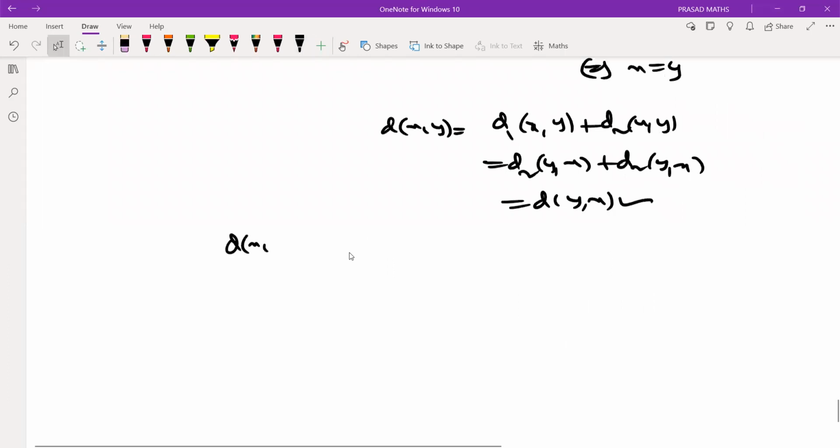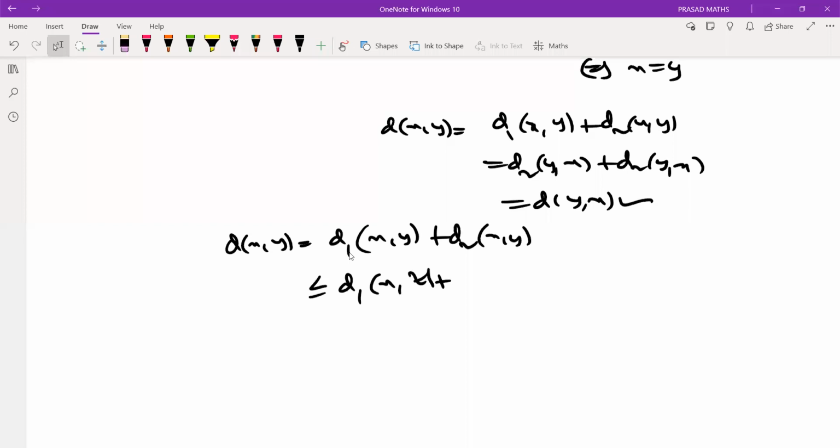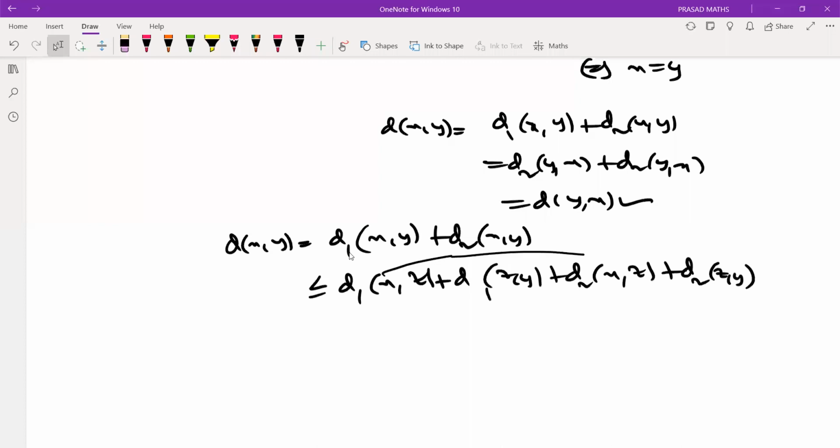d of x, y is equal to d1 of x, y plus d2 of x, y. But d1 is a metric, therefore it can be written as d1 of x, z plus d1 of z, y, plus d2 of x, z plus d2 of z, y, because d2 is a metric. Right? So we can join this and this.